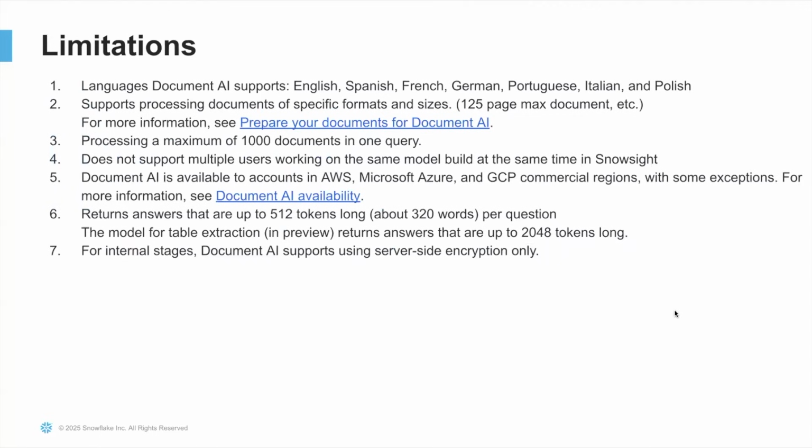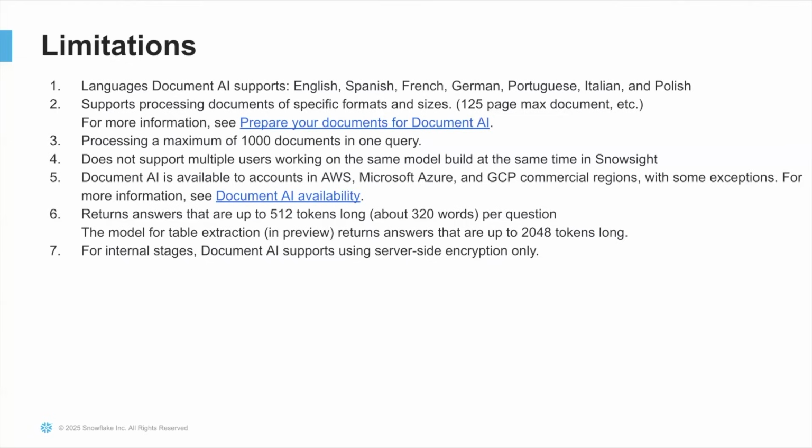With any Document AI model that you build, it's important to be aware of what limitations there are prior to building it. There are a number of languages that Doc AI supports, but just make sure it covers one of these: English, Spanish, French, German, Portuguese, Italian, and Polish. We also have some specifications regarding formats and sizes. So I would refer to the documentation to make sure that your documents fit those specifications prior to starting.